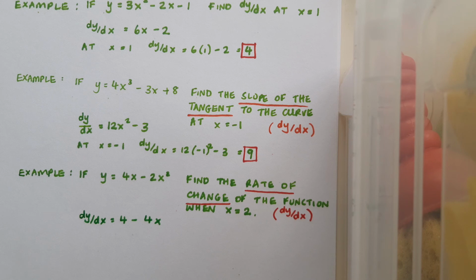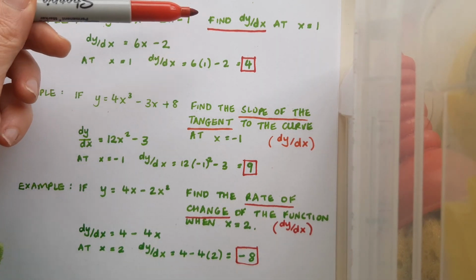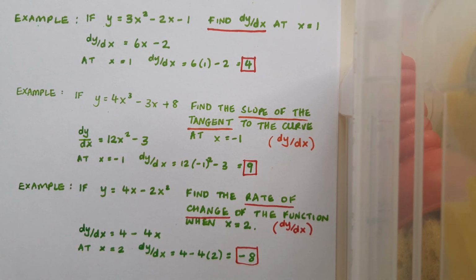In this case, dy/dx equals 4 minus 4x. And when we substitute in 2, we get a result of minus 8. So the rate of change of the function is minus 8. Don't forget, all three of these are asking you the same thing effectively. Find dy/dx, find the slope of the tangent, and find the rate of change.